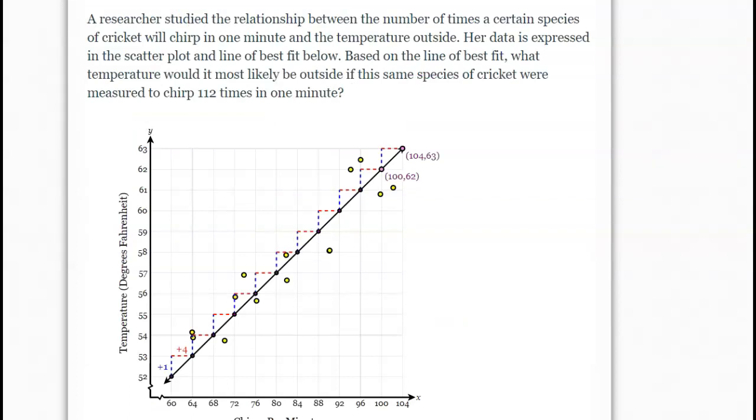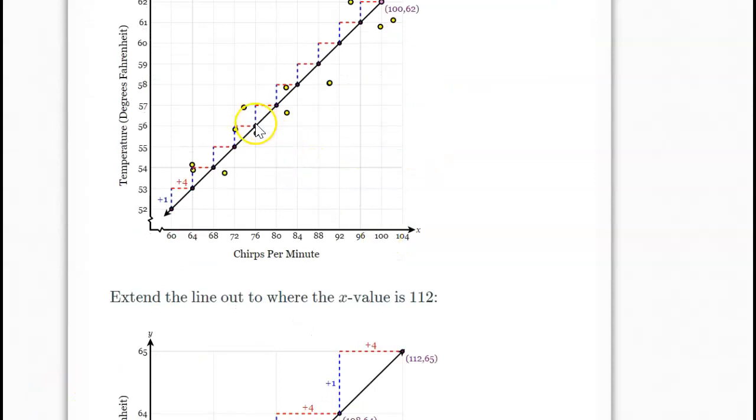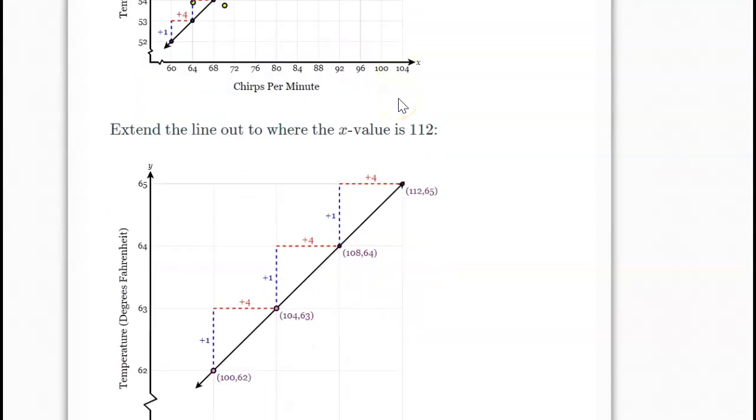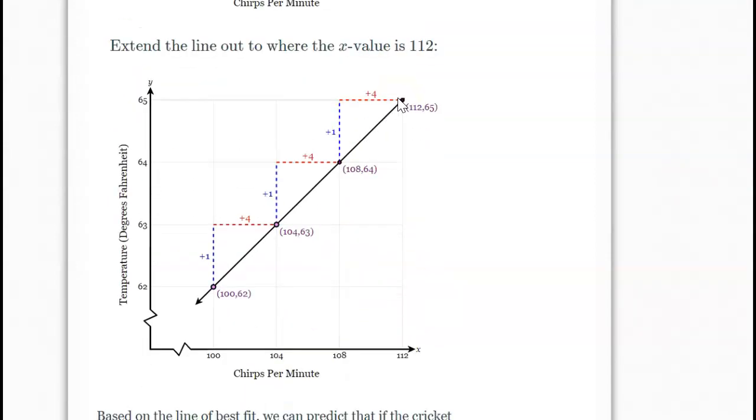So yes, they showed the intervals going up 1, over 1, so that we're seeing the interval between the chirps per minute and the degrees, tracking that. Notice it's not perfect. Just because that's where the line of best fit goes, that's not where all the data points go. So that means we can't exactly figure out how many times the cricket's going to chirp because the data is not following directly on the line. So this is just a useful tool to help us make predictions, which is what statistics is all about, making predictions using data.